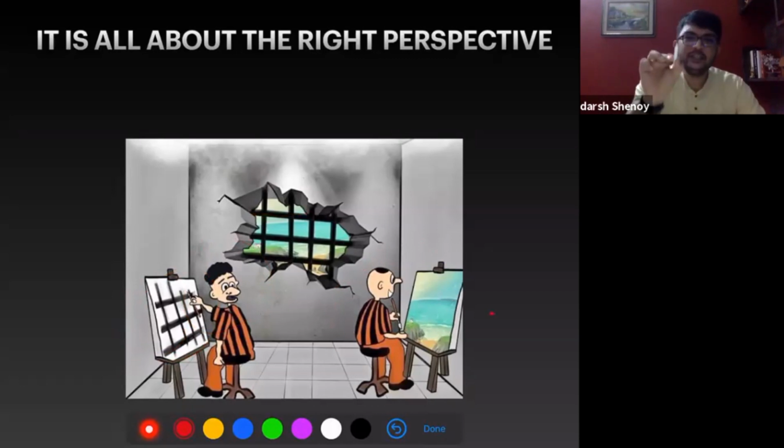So it's completely your choice. You make the choice. No one makes that choice for you. Not your parents, not your teachers. You decide to see what you want to see. If you want to see a better picture, you will look at the better picture. If you want to focus on the bars, you look at the bars, just like this fellow, and you will be forever captured by it. So it's all about a right perspective, a right angle of thinking in life.